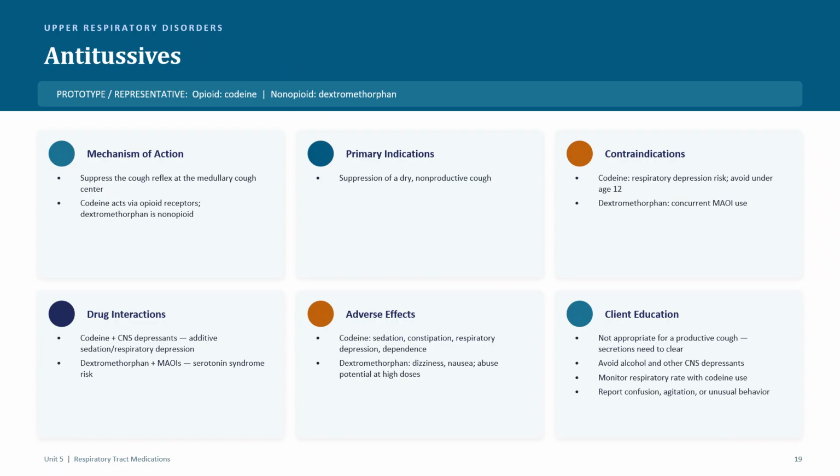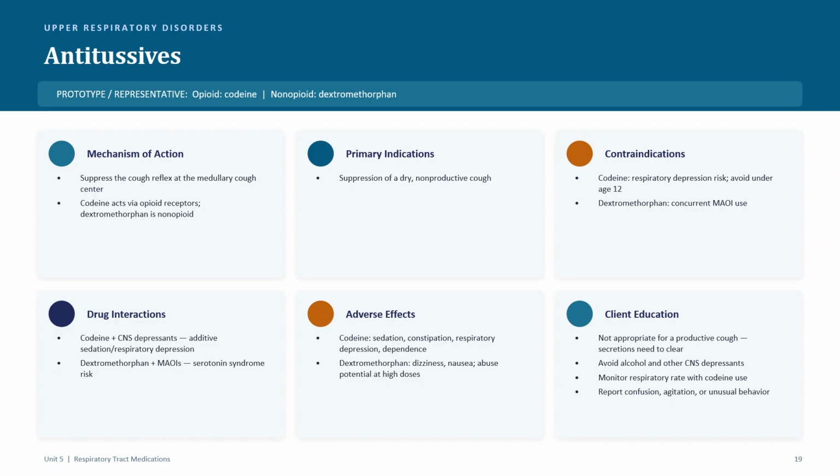So moving on to antitussives, and these are codeine and dextromethorphan. Codeine and dextromethorphan both suppress the cough reflex at the medullary cough center. So they hit the same target, but they have a different chemical strategy. Codeine works through opioid receptors, and dextromethorphan does not, which is why it's available without the same controlled substance restrictions, although it does still carry its own abuse potential at high doses.